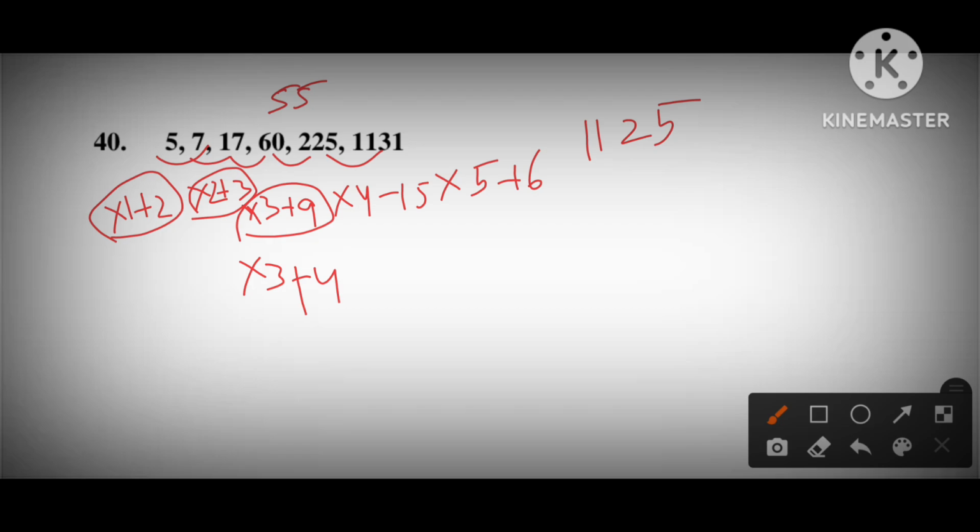55 4 times, which will be 220. 220 plus 5, which will be 225. So it must be into 4 plus 5. So in between them, this is our wrong number. 60 is our wrong number. By this we have completed today's daily score boosters of Quant.